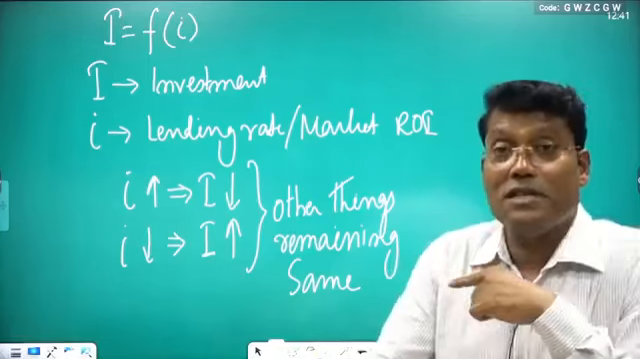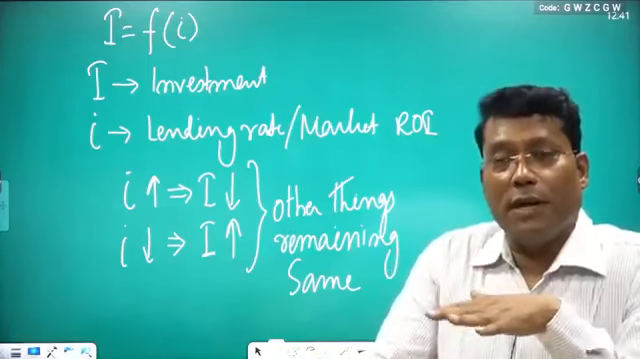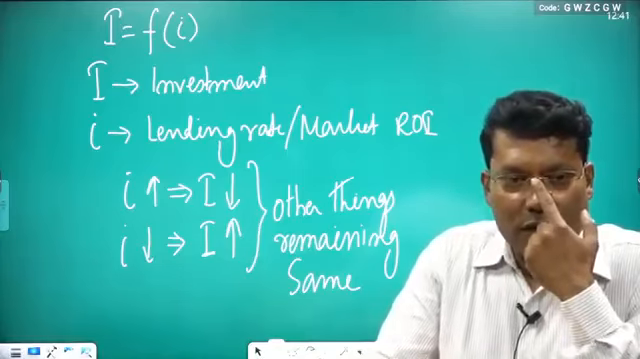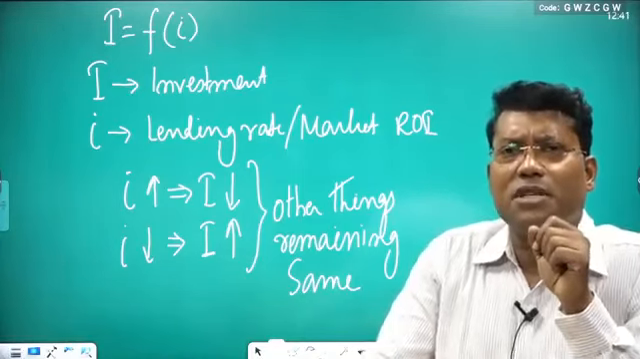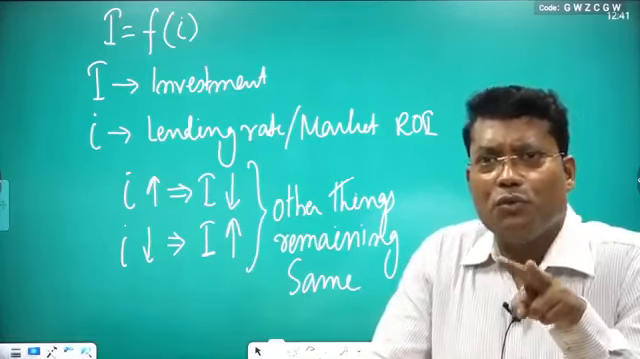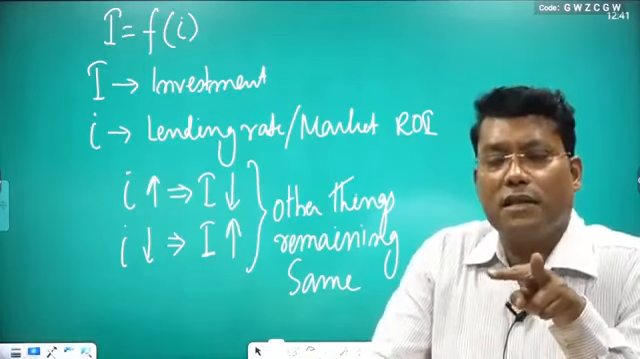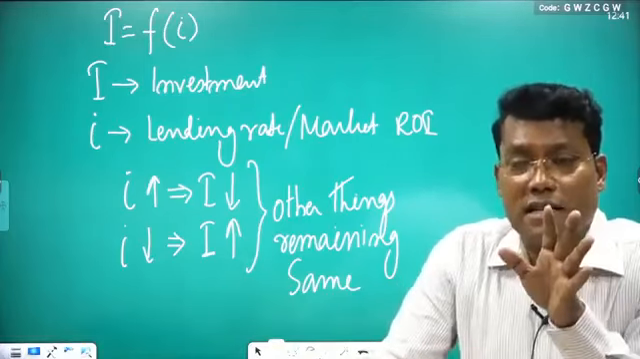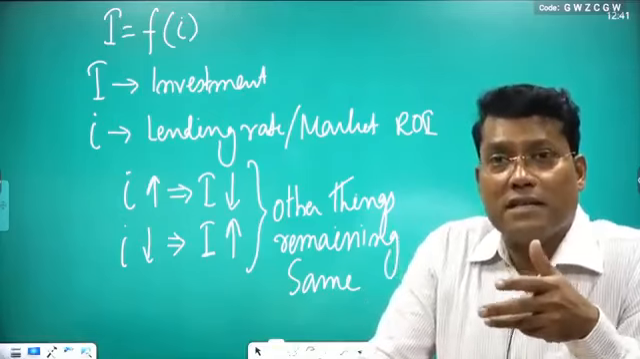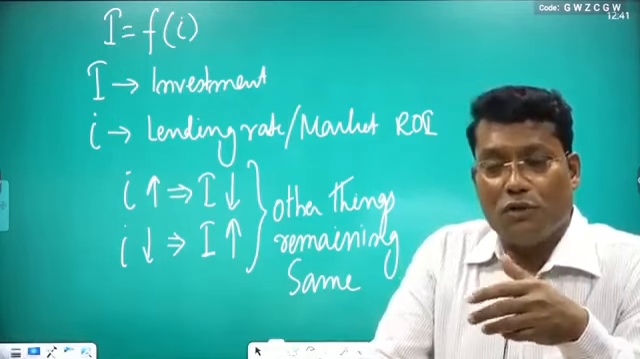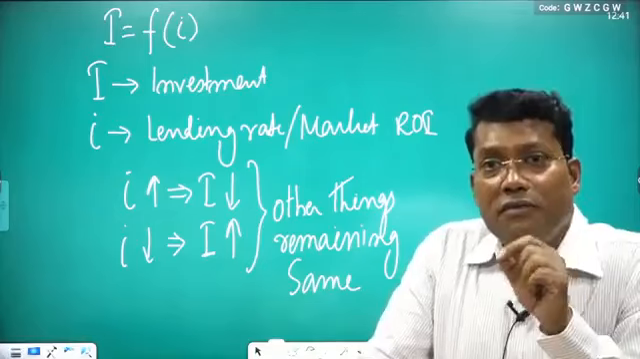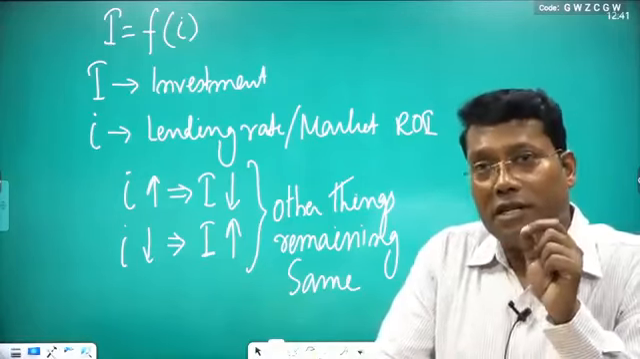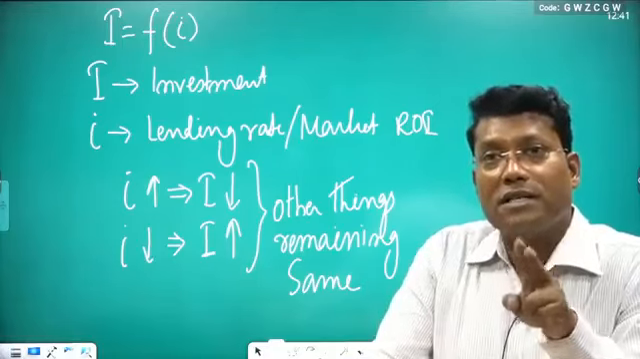I will explain right now why the relationship is inverse. Just give me a few minutes. One constraint in this subject is that when we relate two variables, we assume other things remaining same. The reason is that if we allow all factors to change at the same time, it is very difficult to get a one-to-one relationship between the two variables.